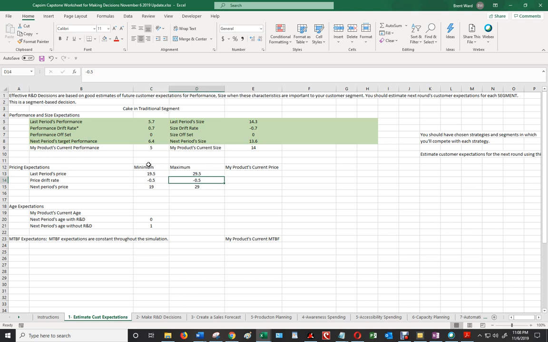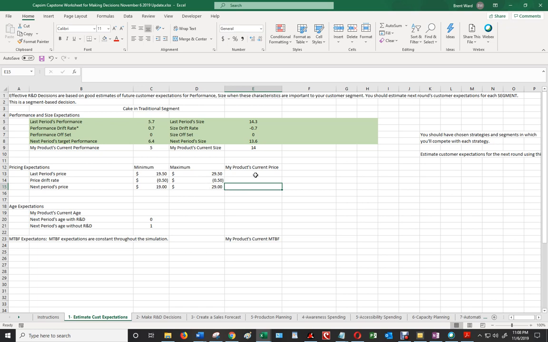And that means you lose 50 cents every round. People expect it to be 50 cents cheaper, so that means next round people are expecting $19 and $29 even. And I'm going to give a couple decimal places here so it looks nice. Okay, that's the expectation next round.